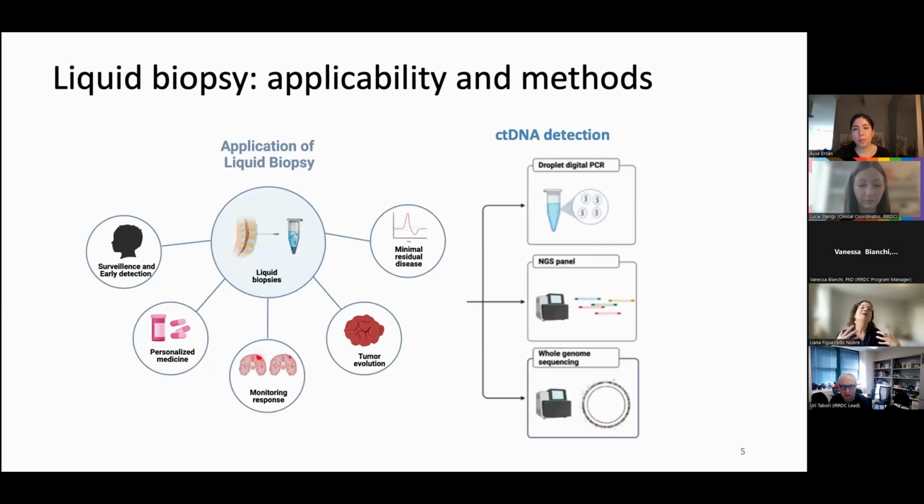And how can we use liquid biopsy? So one of the big things that we can do is at the stage of diagnosis and surveillance. So in specific to the scenario of MMRD patients, we're able to follow patients and use these strategies for early detection and diagnosis of brain tumors.